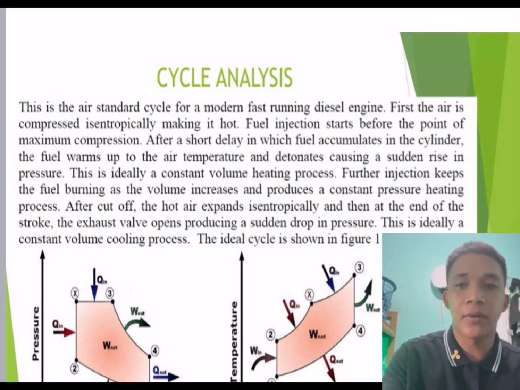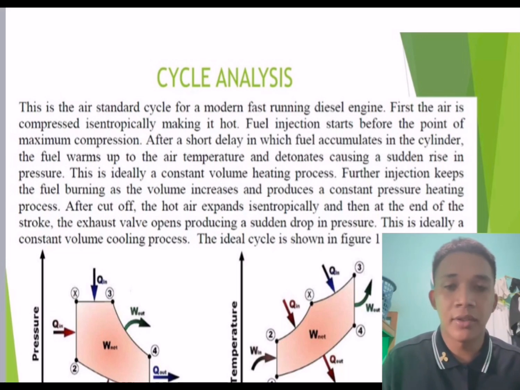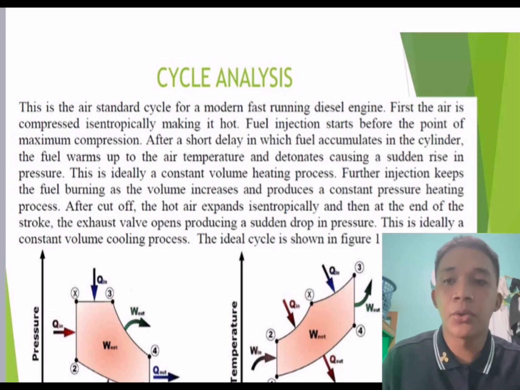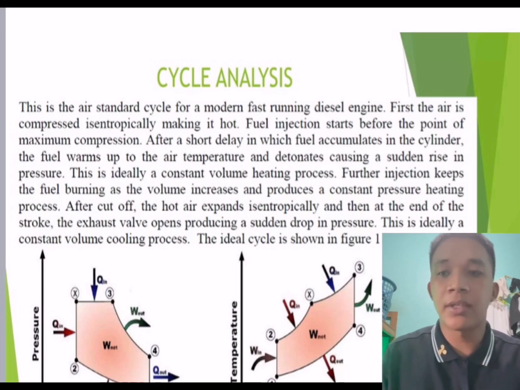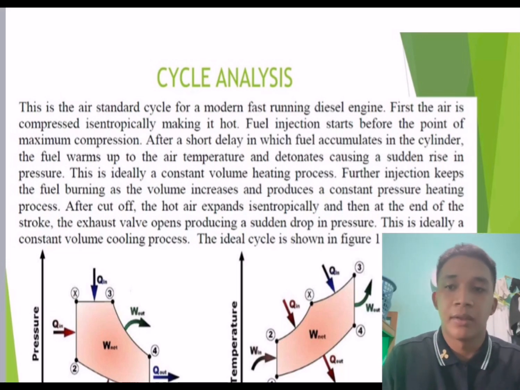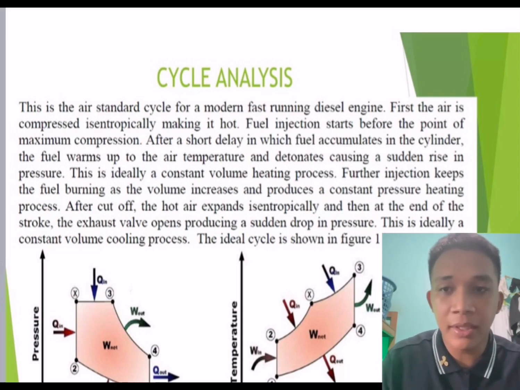Cycle process of a dual cycle. The cycle consists of 5 processes. The first one is isentropic compression, the 1 to 2 process. Air is compressed isentropically, increasing its temperature.